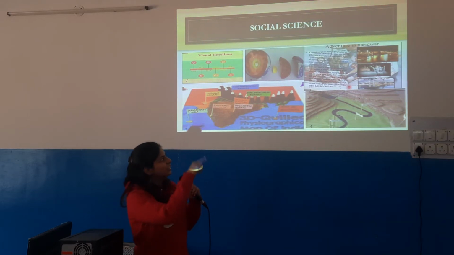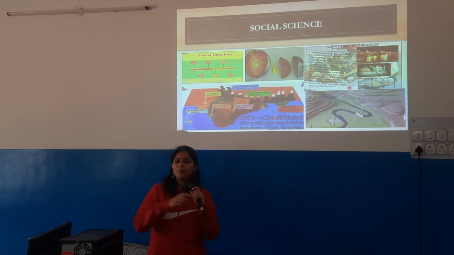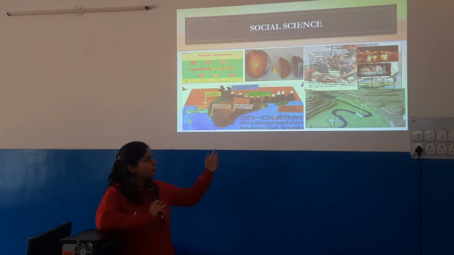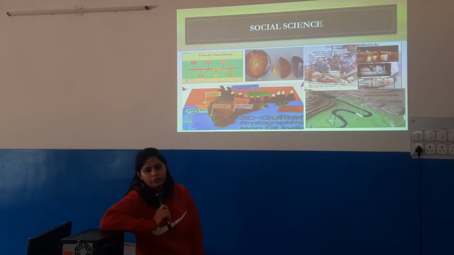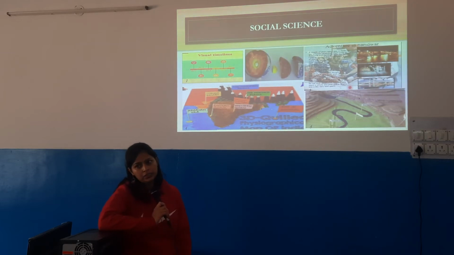So the child has presented adventure in Haridwar by collecting pictures and making a PPT out of it, which was well presented and art integrated thing shown there.